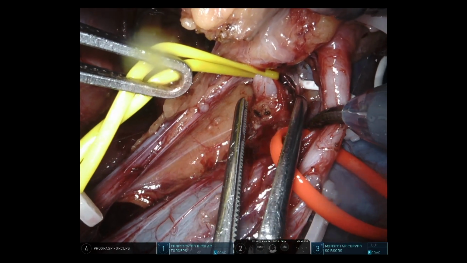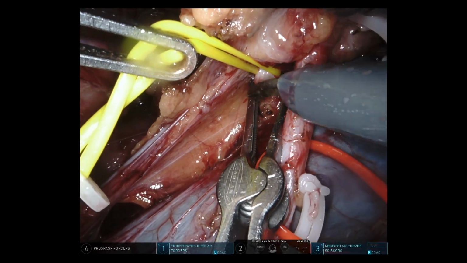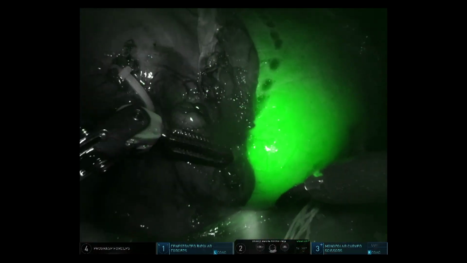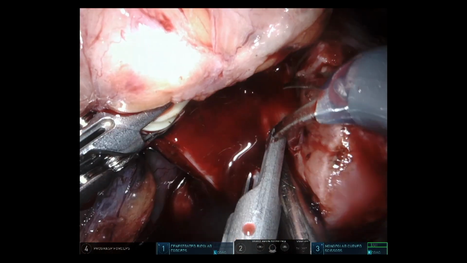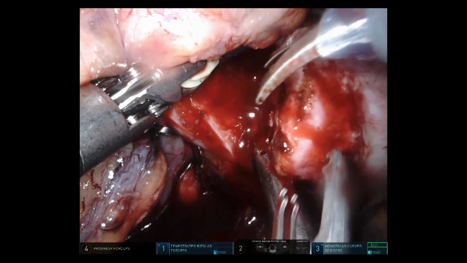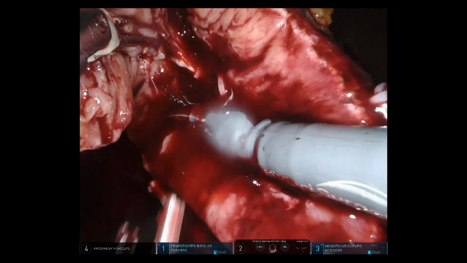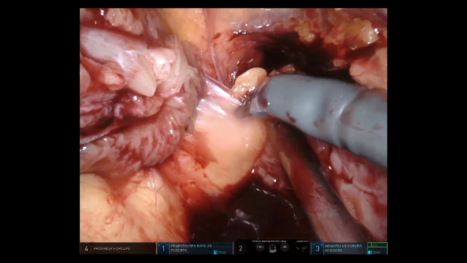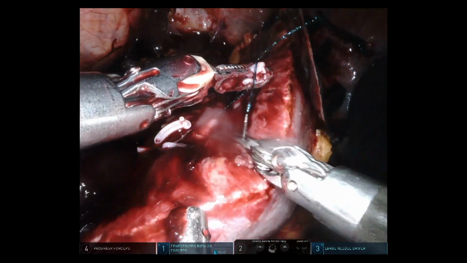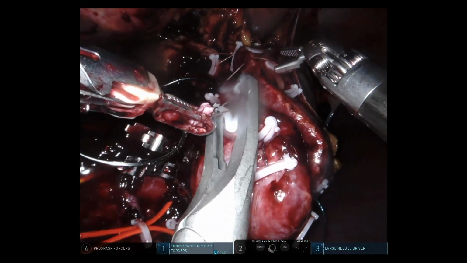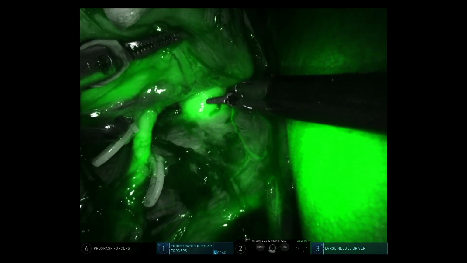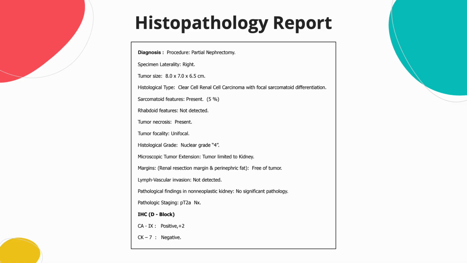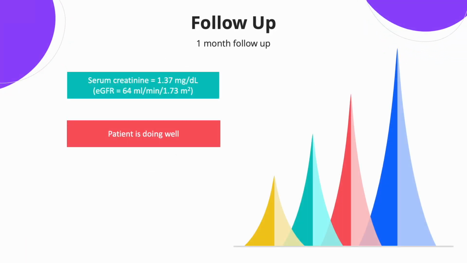The lower renal artery was selectively clamped, and the same was confirmed using Firefly. Resection of the tumor was then started. The feeding vessels were carefully clipped and divided, and resection was thus completed. Sliding clip renorrhaphy was performed in 2 layers. Adequate vascularity was confirmed at the end of the procedure. Clear cell RCC with focal sarcomatoid differentiation on histopathology.